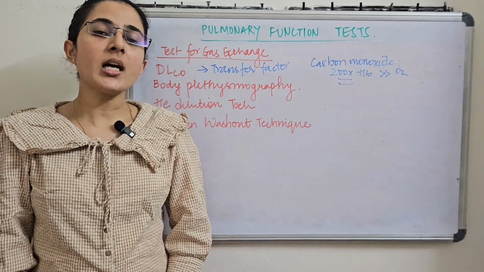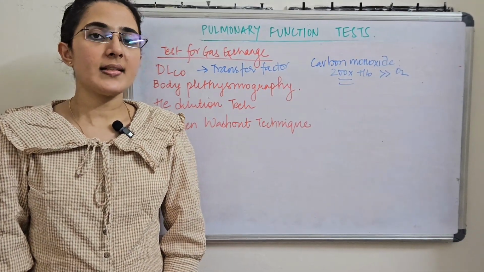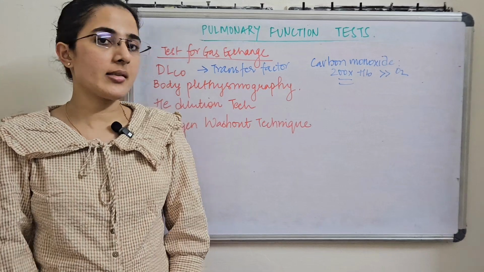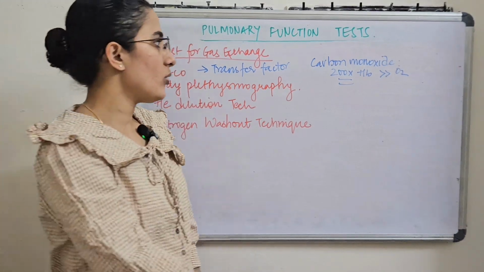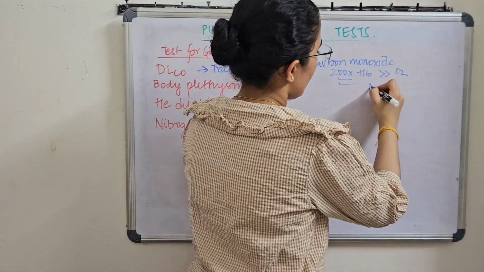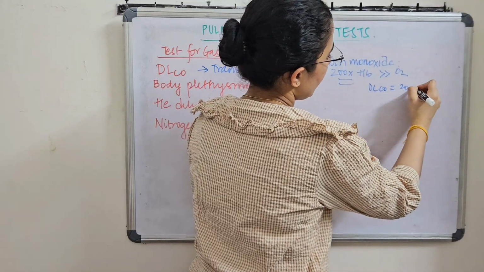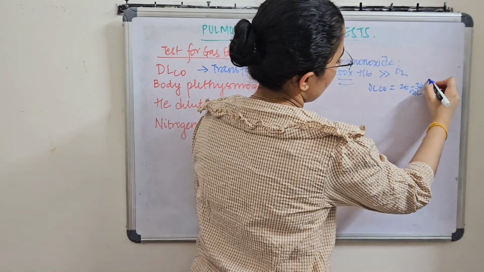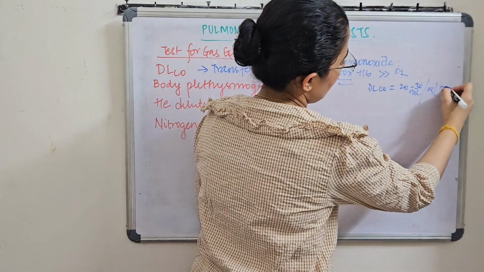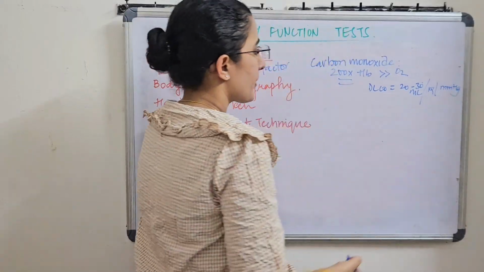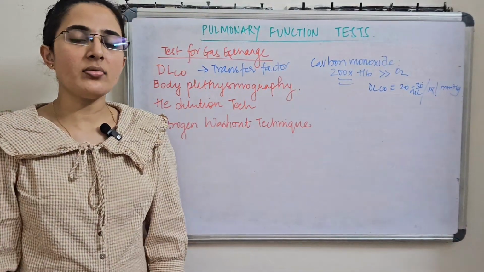We will be detecting the amount of carbon dioxide that is present in the exhaled gases. So normally the value of DLCO will be 20 to 30 ml per kg per millimeter mercury. So this is the normal value of DLCO.